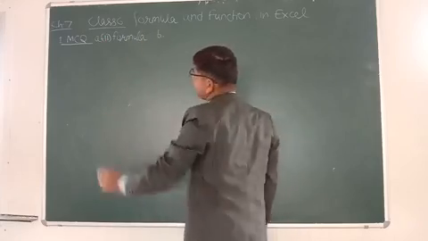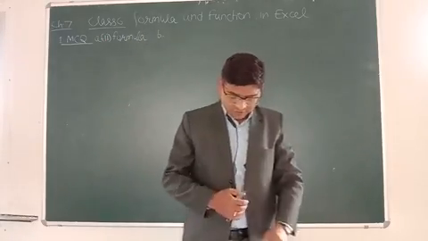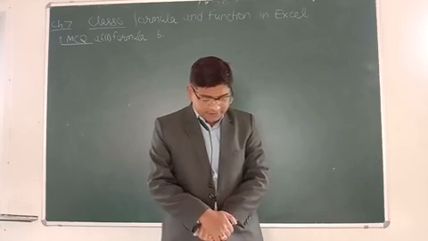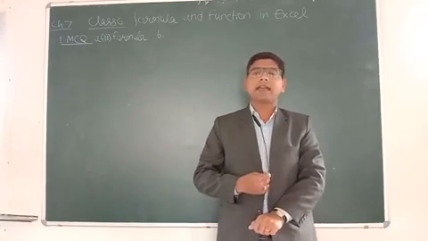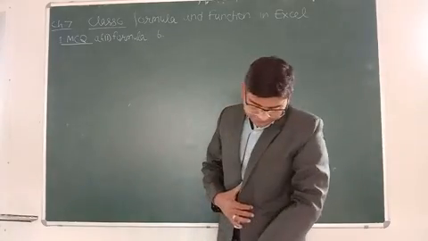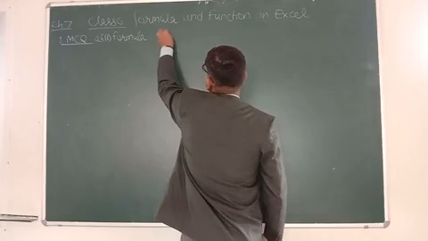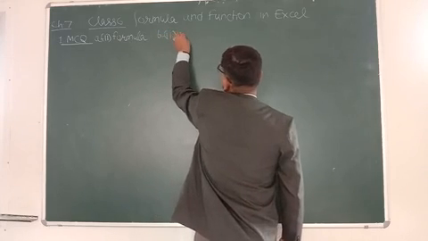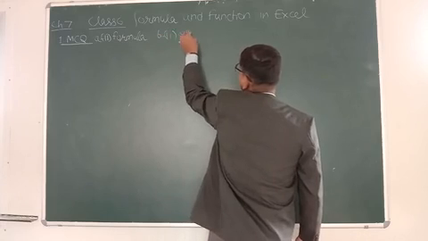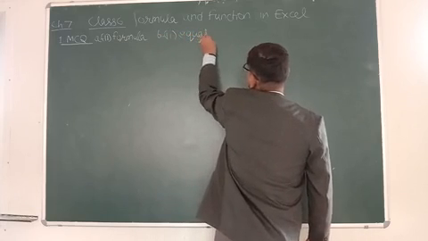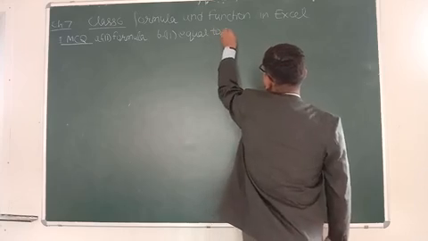Come to B. In Excel the formula begins with an equal to sign. Let's see the option. Second option, B. A formula begins with an equal to sign.